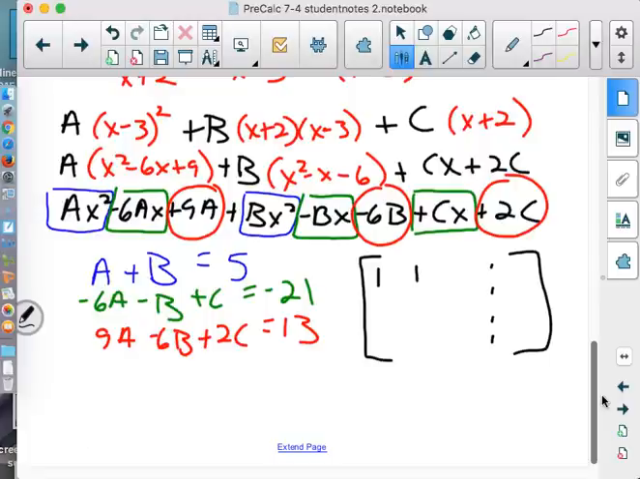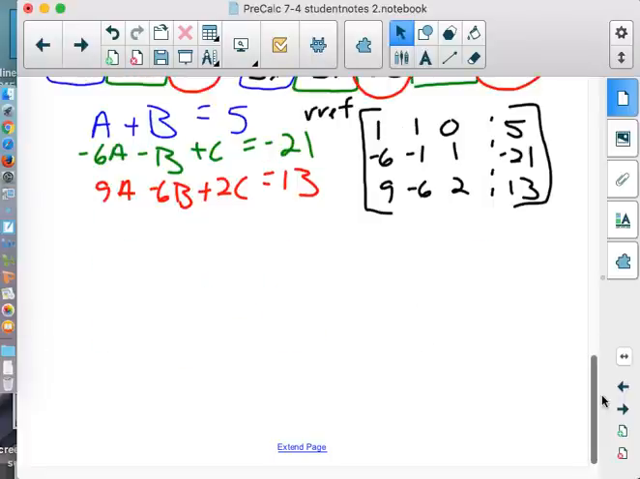So 1A, 1B, no C's, and a 5. Negative 6, negative 1, 1, and negative 21. 9, negative 6, positive 2, and 13. And we're going to RREF that. I'm not going to bother bringing up the calculator on the smart board because we have already done this with that calculator. If somebody's been gone, we can reference that.